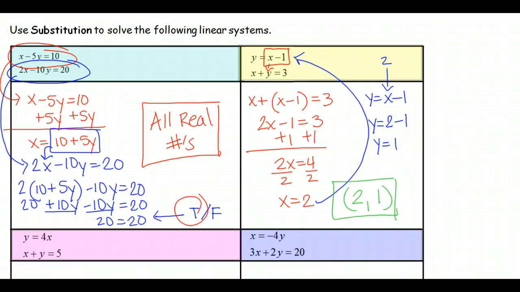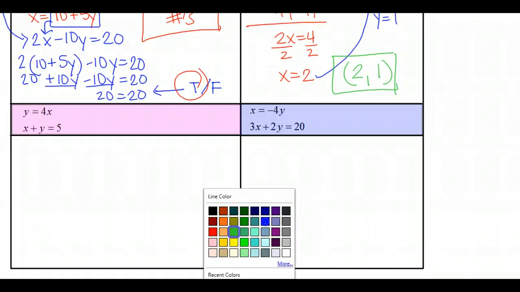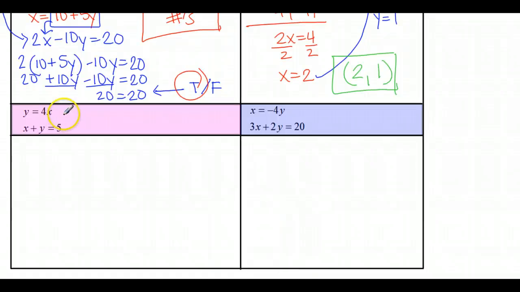Alright, let's keep practicing. Okay, y equals 4x and x plus y equals 5. Again, you want to make sure that one variable is by itself. In the top equation, we already have y solved for. y equals 4x. So I'm going to take 4x and plug it into the other equation. x plus 4x, because that's y, equals 5. So then we get 5x equals 5. Divide both sides by 5.